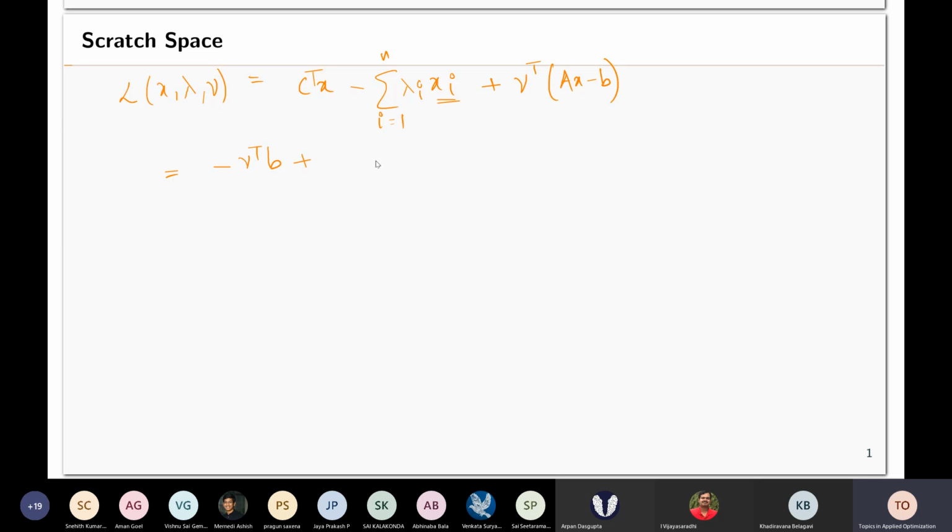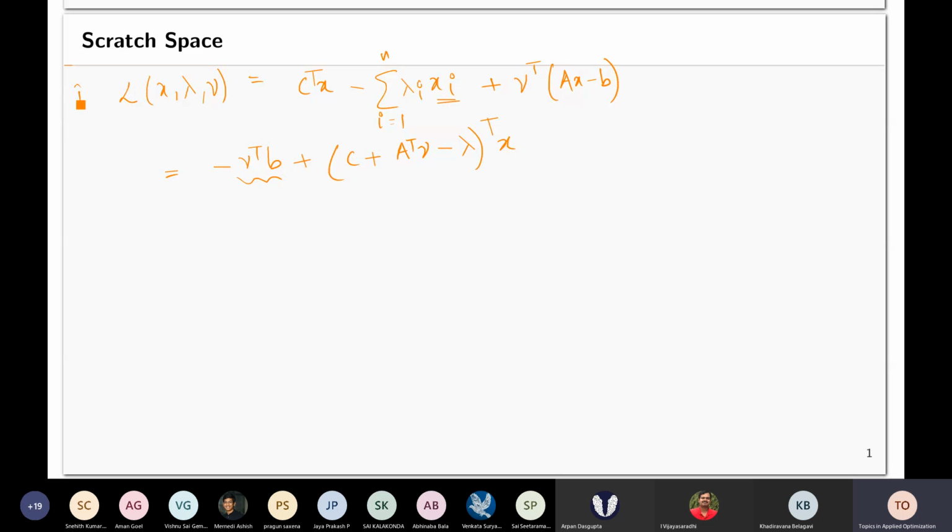So my goal is to take x common. So I can write this as C plus A, because I want to take a transpose after that. Okay, so I can write A transpose nu and then minus lambda and then whole thing transpose. So this comes out to be the remaining term here. So this is the Lagrangian. It's a good idea to keep out the non-x term so that we have a clean view of which are the x terms and so on.